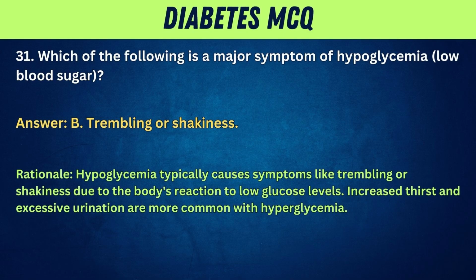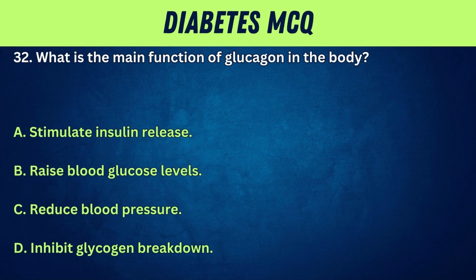Rationale: hypoglycemia typically causes symptoms like trembling or shakiness due to the body's reaction to low glucose levels. Increased thirst and excessive urination are more common with hyperglycemia.